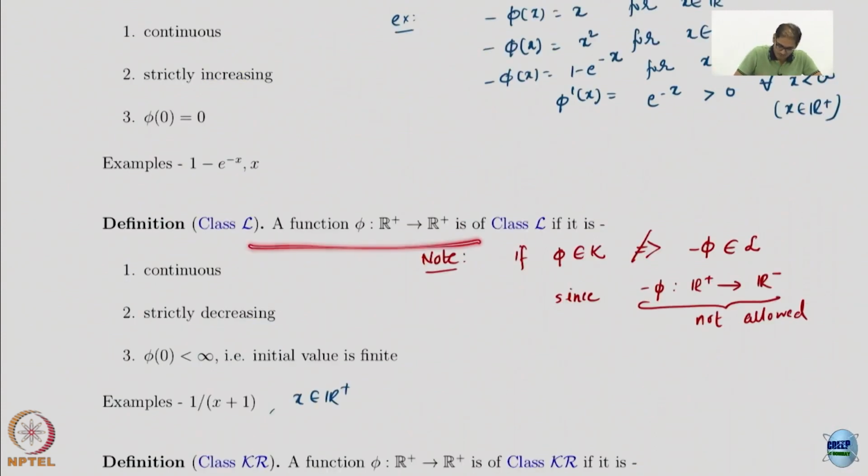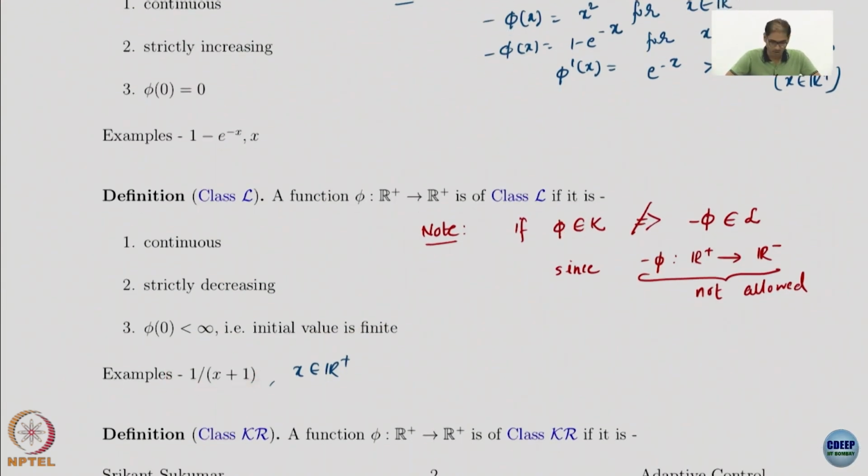A function phi, again you see that this never changes, is class L if it is continuous, strictly decreasing, and the initial value is finite. An example is 1 over x plus 1, because at 0 this is of course 1, and it is evidently strictly decreasing. Because as x keeps increasing, again remember x is in R plus, this keeps decreasing. And it is continuous; the only continuity issue is at x equal to minus 1, but that is not a valid argument, so it is fine.